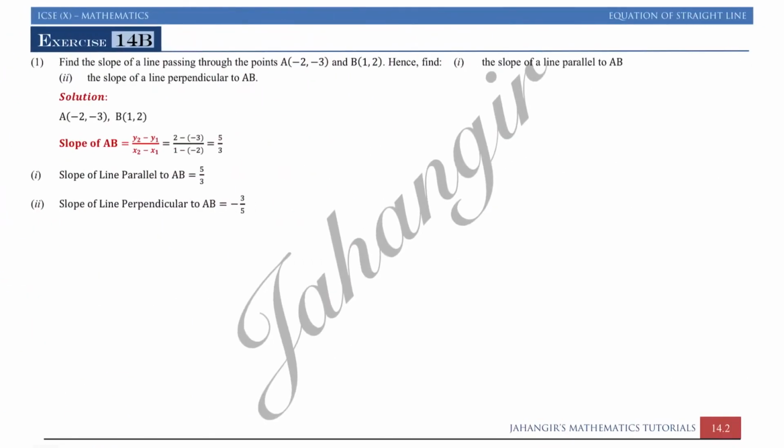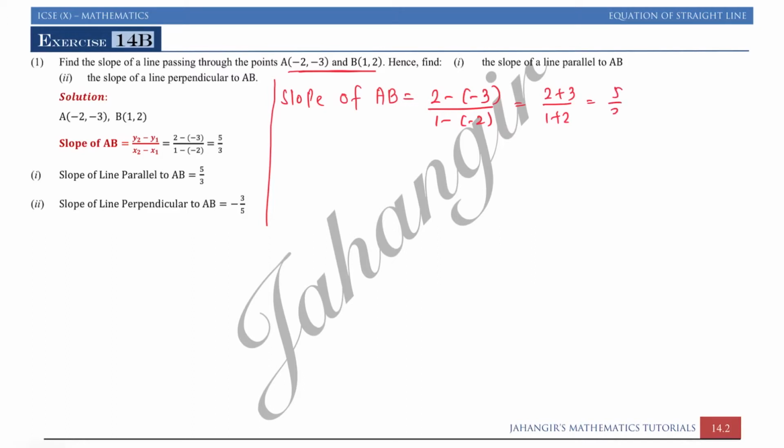Now let us do the first question. Find the slope of the line through the points A and B. So let us first find the slope of AB. Slope of AB is equal to y2 minus y1 upon x2 minus x1, which is 2 minus of minus 3 upon 1 minus of minus 2. So that is 2 plus 3 upon 1 plus 2. So you will get 5 by 3.